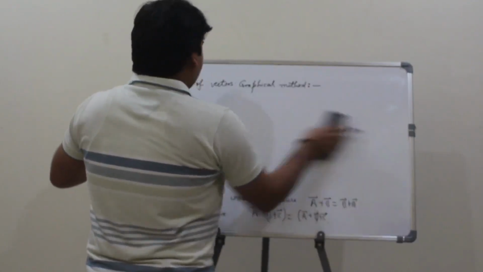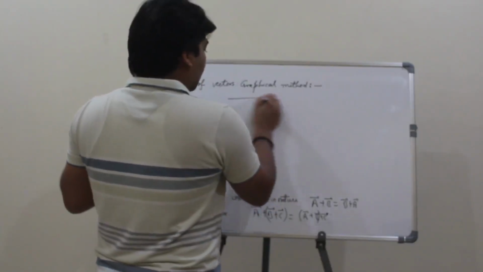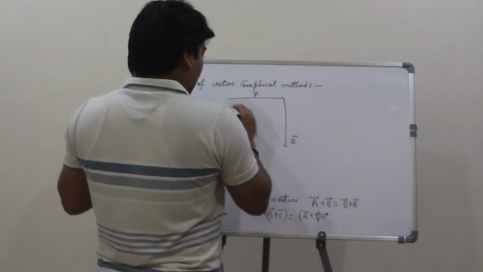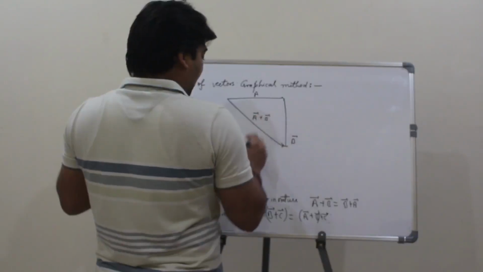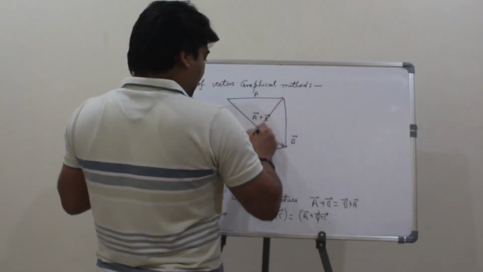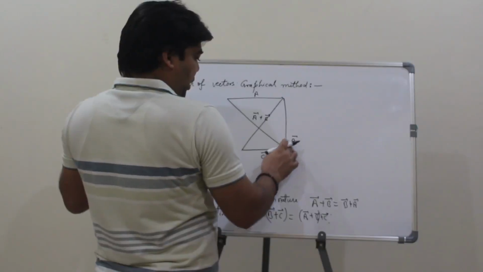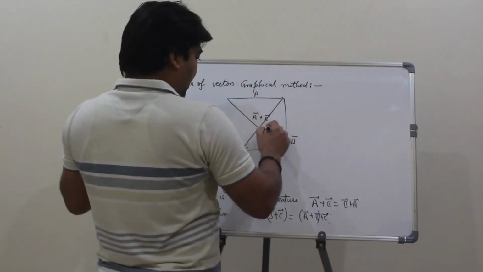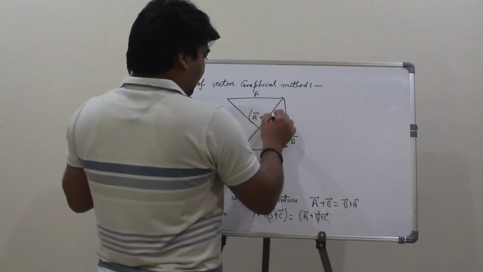To understand it, we'll use another graphical method. Let us take A and then B and then their resultant as A plus B. Now let us take C as this, and then this as B plus C. So this is C, this is B plus C, and this is A plus B.